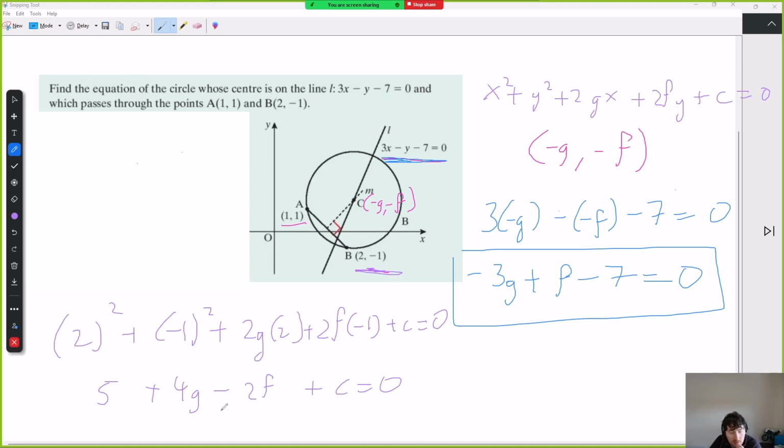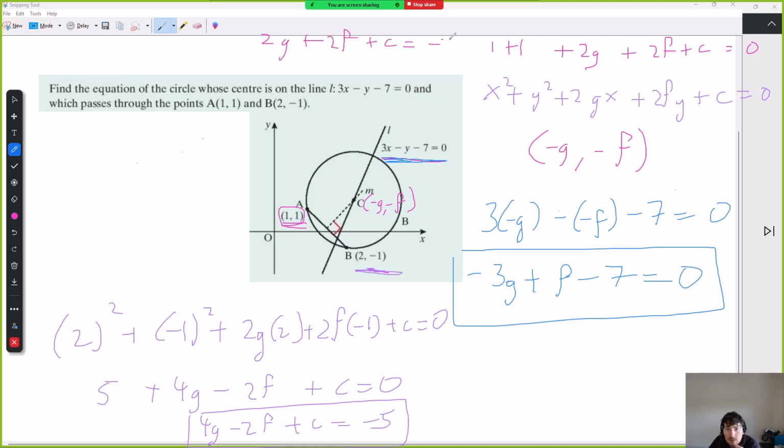And then I tidy this up. Yeah, so what you do maybe is bring the number over the other side, something like that. So you get 4g minus 2f plus c equals minus 5. There's one of the equations. Oh, well, that's the second one now. So where do we get the other equation? We go and we put our (1, 1) into the circle up here. Now this should be straightforward enough. You put 1 in there, you get 1 plus 1 plus 2g, putting 1 in for x, putting 1 in for y, plus c equals 0. So then what we're getting here is 2g plus 2f plus c equals minus 2.